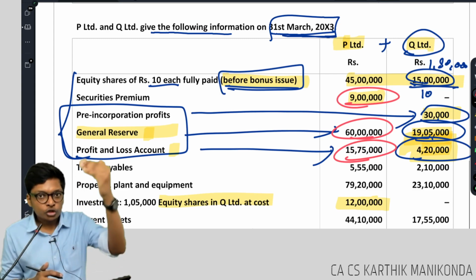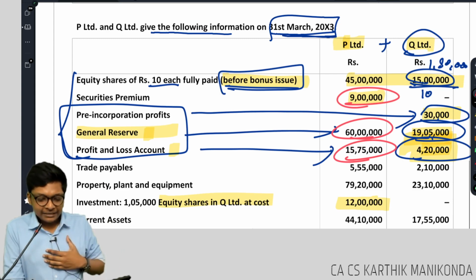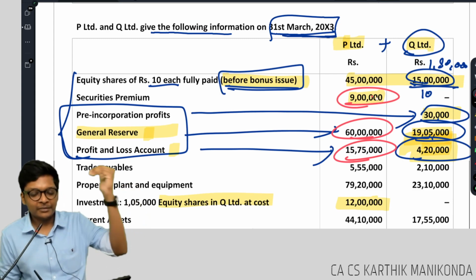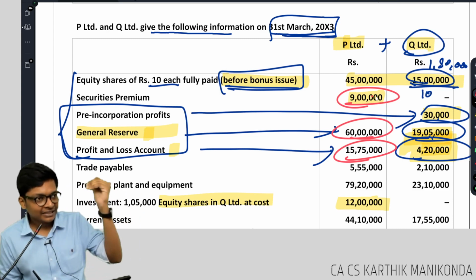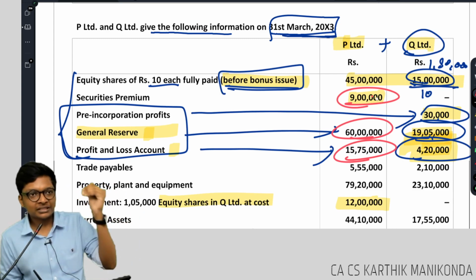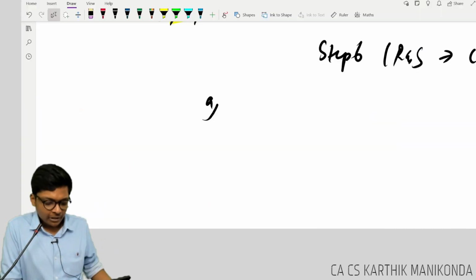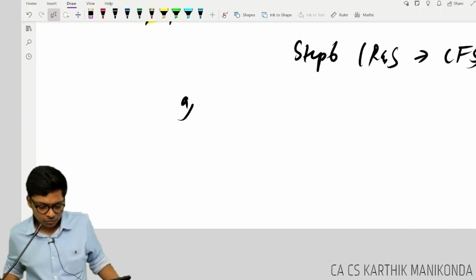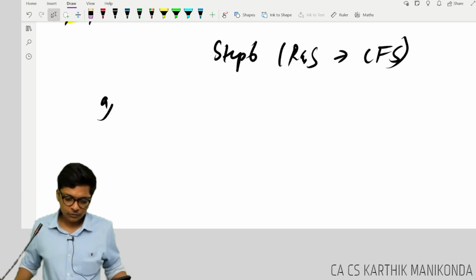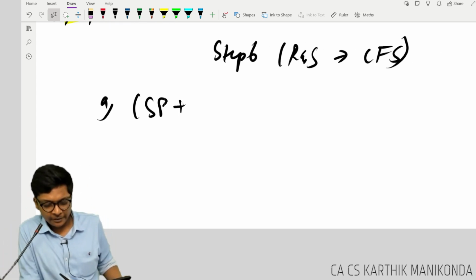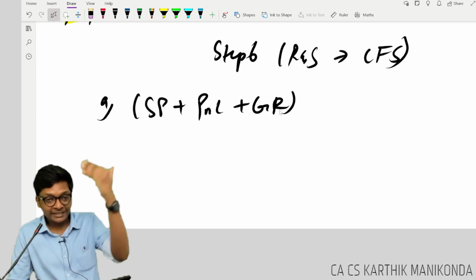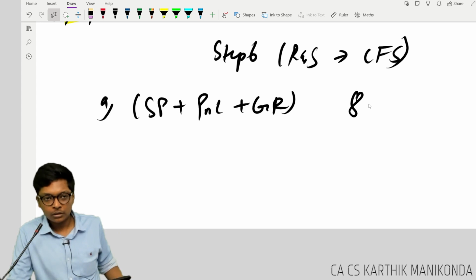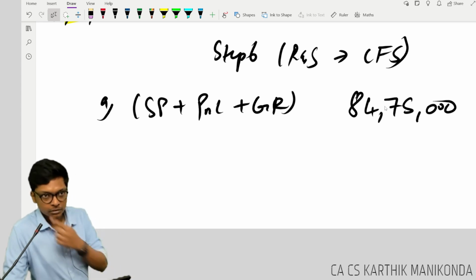Don't total and write. Show the breakup. Don't write 9 lakhs plus. Show the breakup. Securities premium 9 lakhs. General reserve 60 lakhs. Profit and loss 15 lakh 75,000. Please show the breakup. How much are you getting, guys? Securities premium plus P&L, I am writing in total just to save time. You write separate line items. 75,000. Are you following, guys?